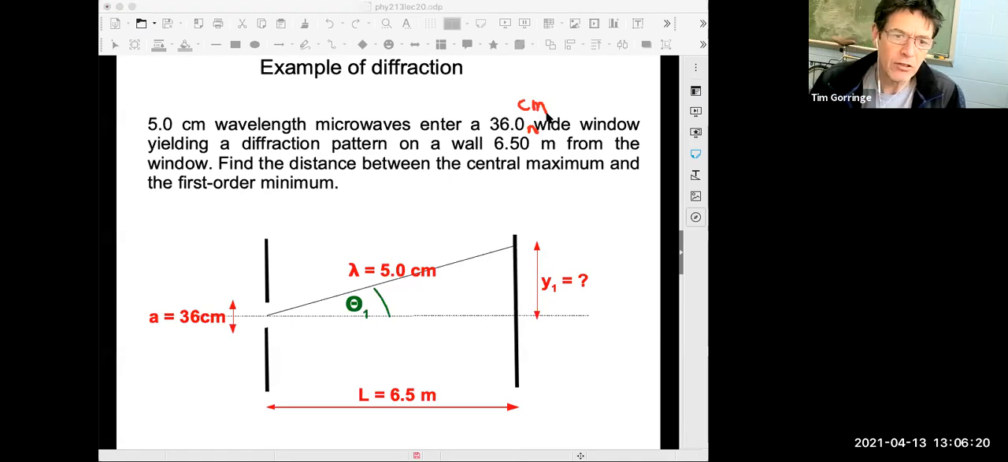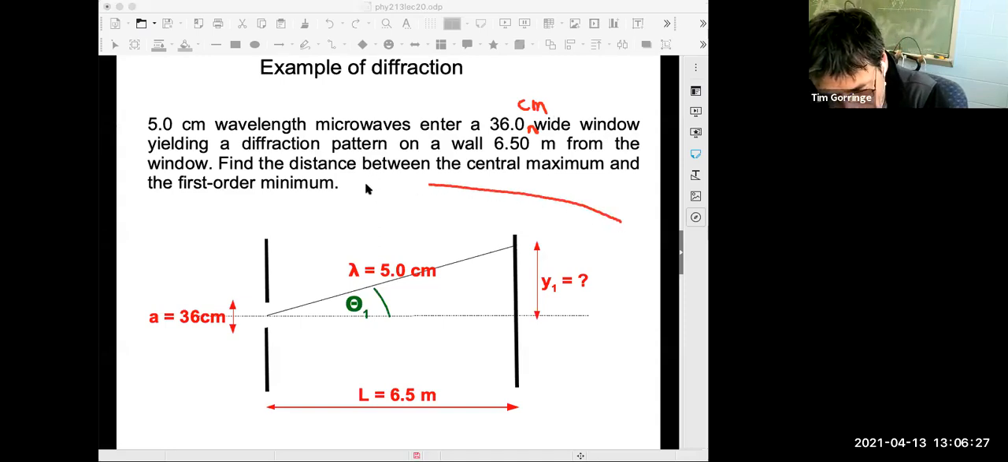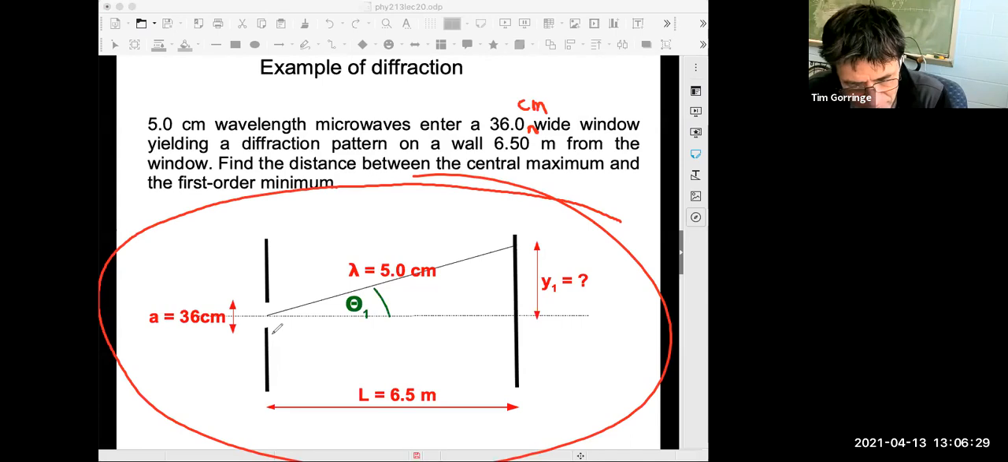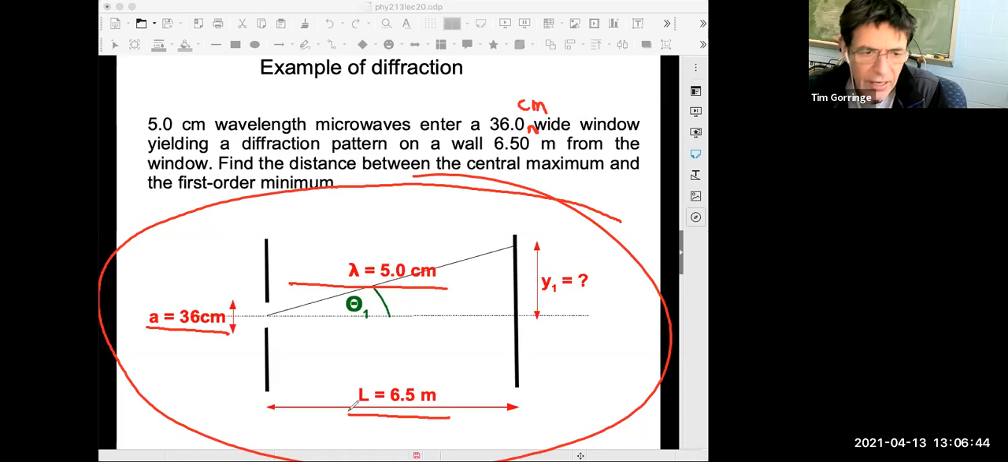And we're told the distance to the screen, 6.5 meters. And so I've sort of pictured all that information down here. It's real helpful to draw the situation. Here's the slit width, 36 centimeters. Here's the wavelength of the electromagnetic waves, 5 centimeters. Here's the screen to slit distance, it would be 650 centimeters.